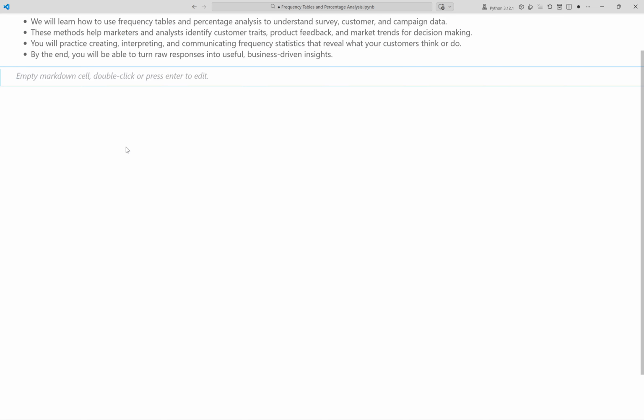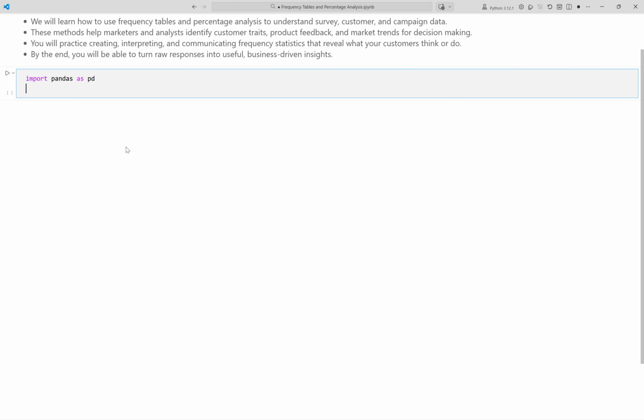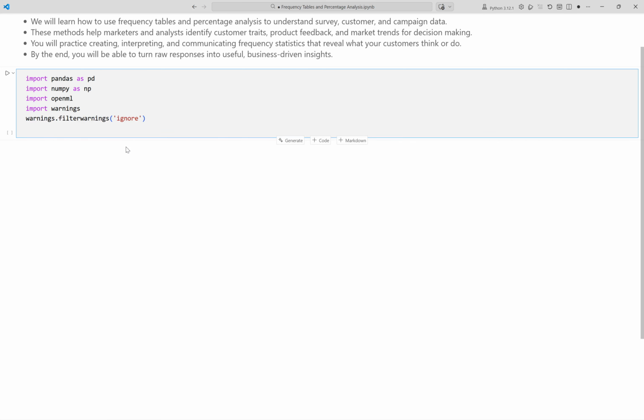We import pandas for data wrangling and table operations. We import numpy for efficient numerical operations. We import openml to fetch real-world datasets for market research. We import warnings to handle unnecessary warning messages in Jupyter. We disable warnings to keep our output clean.